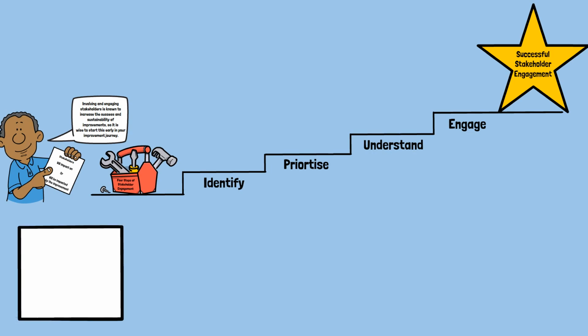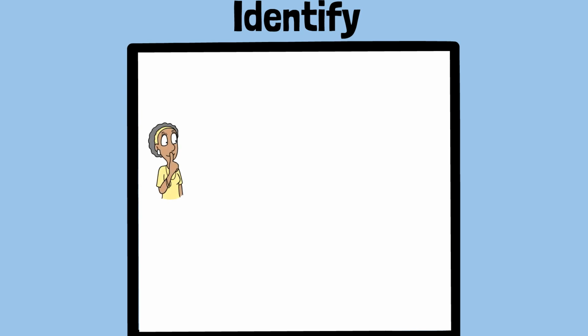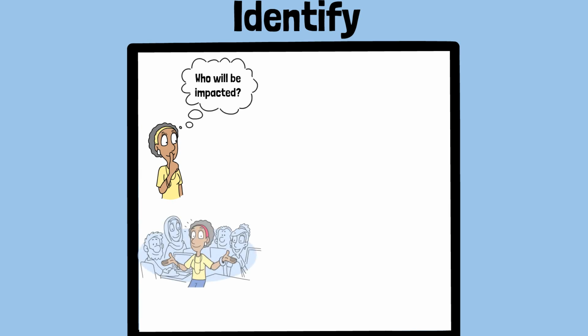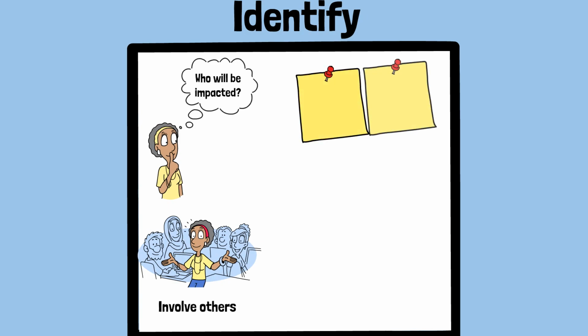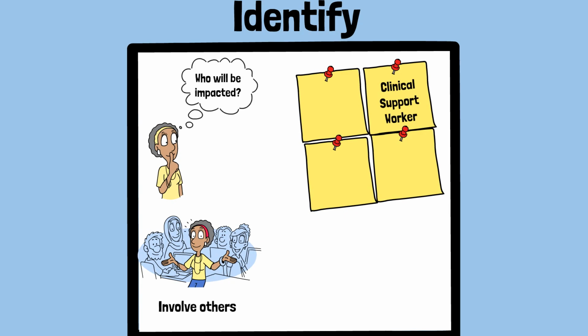The first step is to identify your stakeholders by generating a list of all the people that may have an impact on or be impacted by the improvement you seek. Don't do this alone. Involve others or your project team. Brainstorming is a great way to generate lots of ideas. Write down each stakeholder's role on separate sticky notes and then share them in the group.